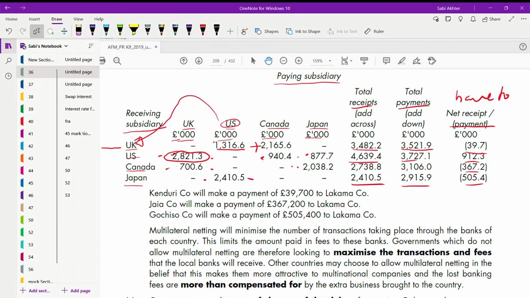Next, there is a way to check whether your net payment and receipt is correct or not. You need to check it. How? Add all your net payments, add all your net receipts, and it has to be equal to 0. So this plus this needs to be equal to 912.3, which is your receipt. All your net payment has to be equal to your net receipt, because whatever is your payment only you are going to receive, right?